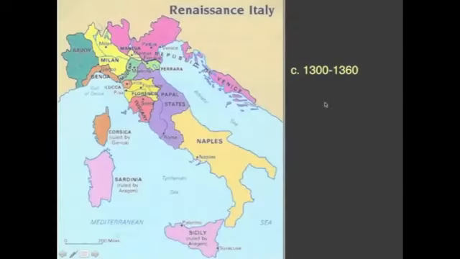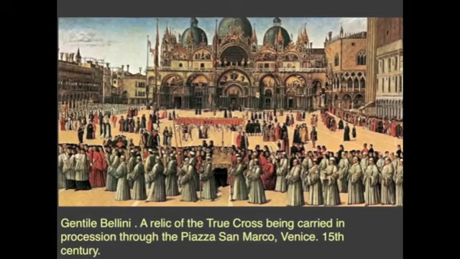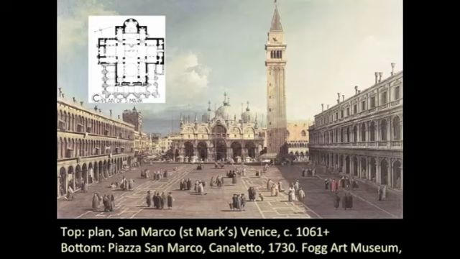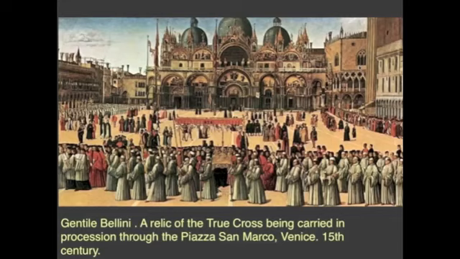This is a painting by Gentile Bellini, relic of the True Cross being carried in a procession through San Marco. I just want you to compare these two scenes. This is the Piazza San Marco, and we remember the Byzantine domes when we were talking about Byzantine architecture, the quincunx plan, the Byzantine dome, an attitude toward material as mosaic encrusted luminous surface rather than something that expresses its tectonic properties.